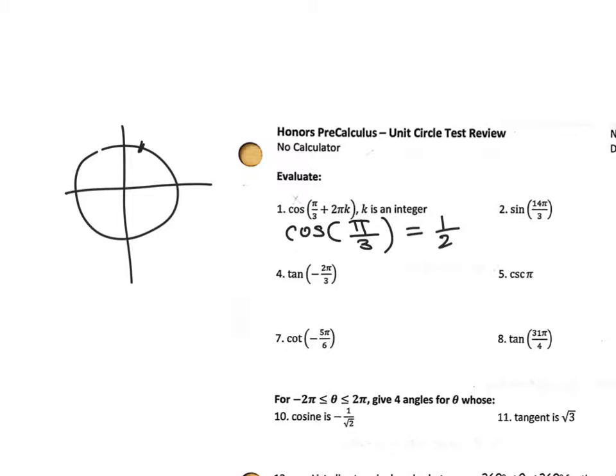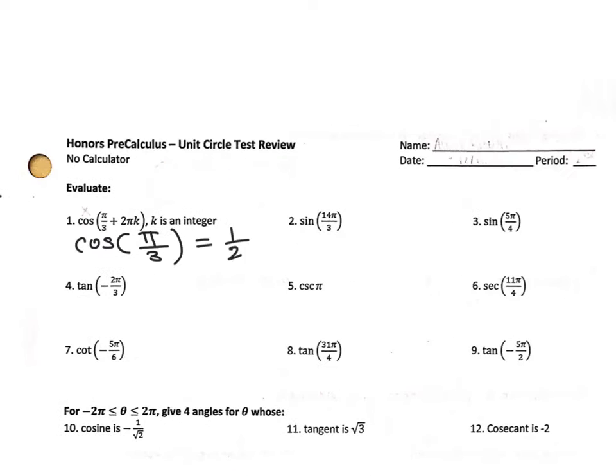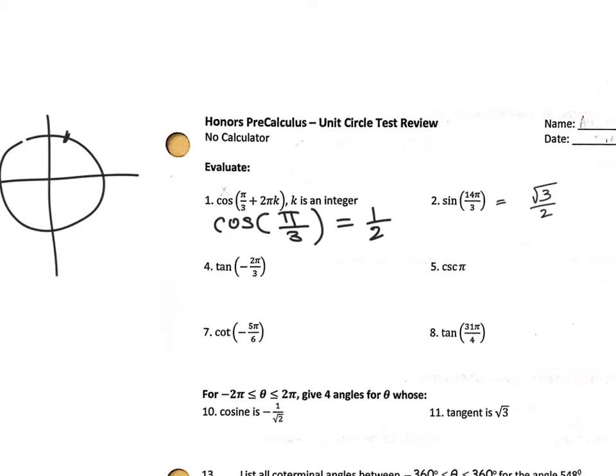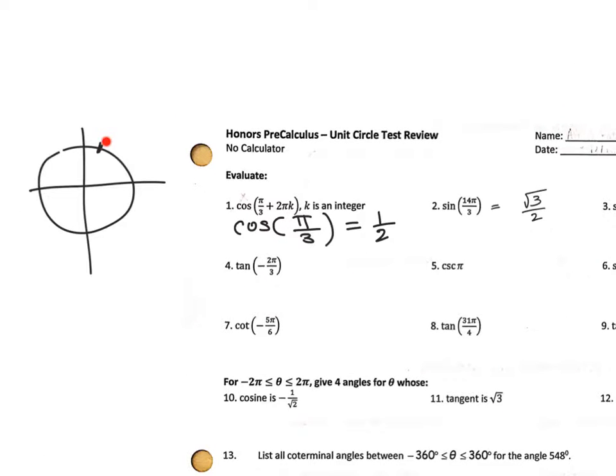So let's do the sine of 14 pi over 3. Now remember, the sine of 14 pi over 3 is going to be the pi over 3 family. So I know that the answer is going to be radical 3 over 2, since the sine of pi over 3 is radical 3 over 2. But I need to know where this angle is going to lie, in what quadrant, because that's going to affect my sine.